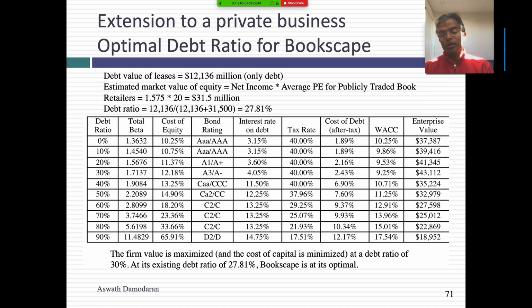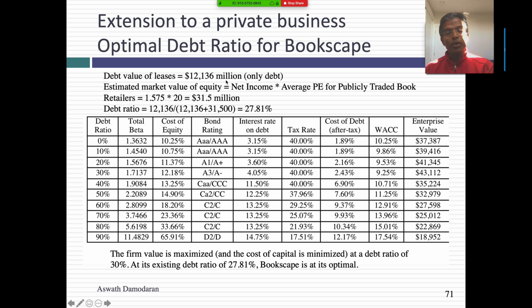Finally, I looked at my private company. One of the limitations of trying to do this in a private company is the numbers I start with are market numbers, right? I start with the market value of Disney as a company, and I don't have that for Bookscape. So I cheated. Here's how I got their market value. I took their net income and I took the price earnings ratio for publicly traded book retailers, which is about 20. 20 times their net income gives me a value of equity of 31.5 million. I made that my market value of equity. I did my entire analysis using that combined value. 12.1 million.